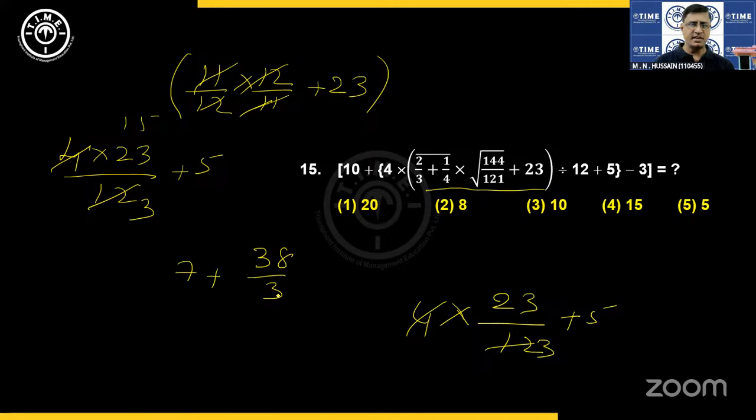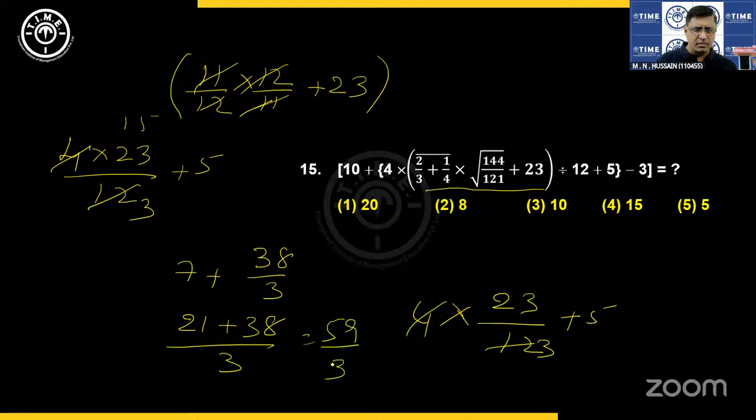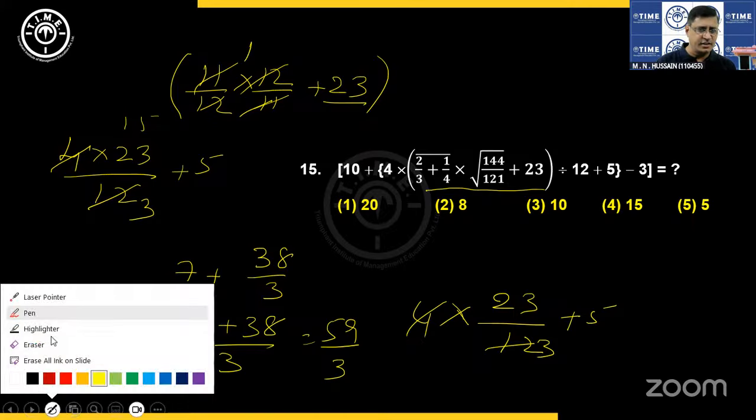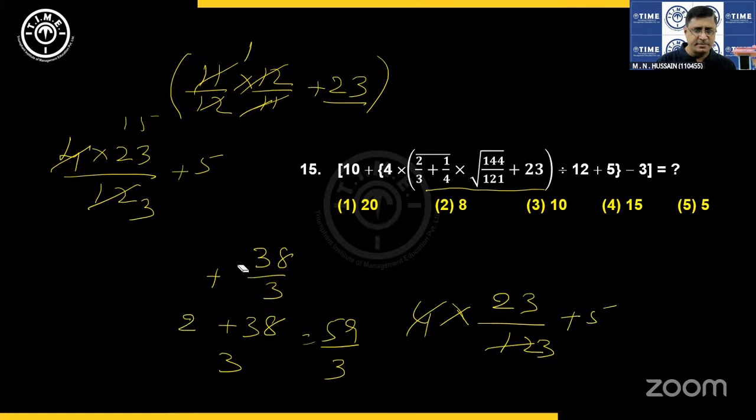Now what is the result? 21. 7 into 3, 21 plus 38 by 3. No, I think there is something. Right, something is wrong. Now, what is the correction? 23 plus 1, that is 24. That is a small correction here. A small correction.